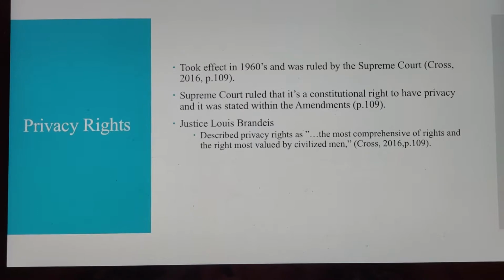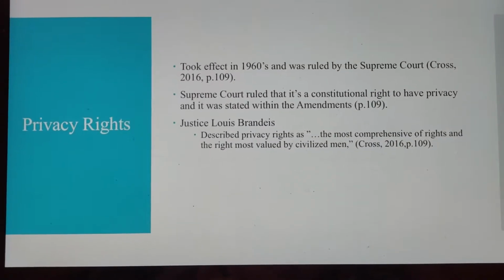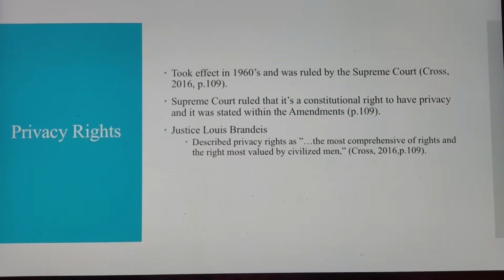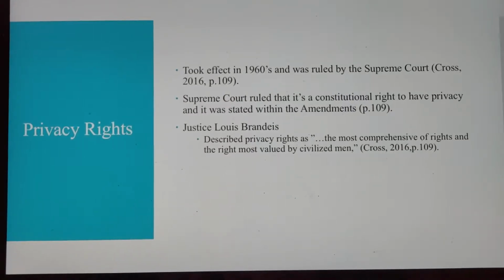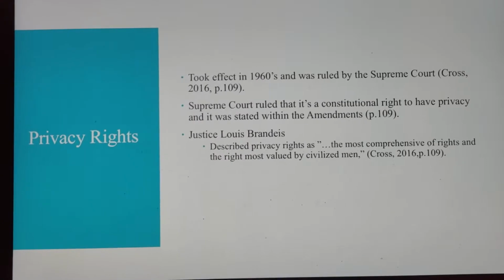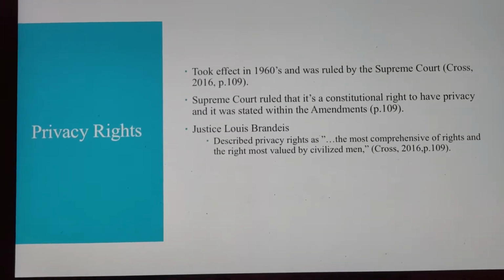When the 1960s began, privacy rights started to become more seriously taken into consideration within the Supreme Court, and due to a case in 1965, Griswold versus Connecticut, it was ruled that entering the premises of another individual is trespassing and goes against the rights to privacy. The right to an individual's privacy was then stated within the First, Third, Fourth, Fifth, and Ninth Amendments.